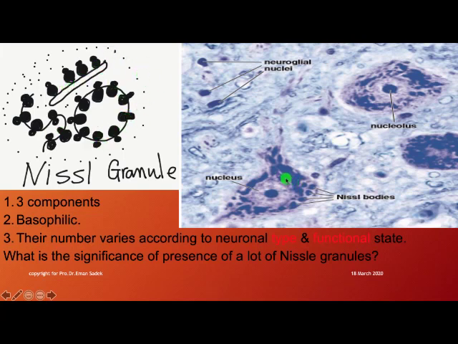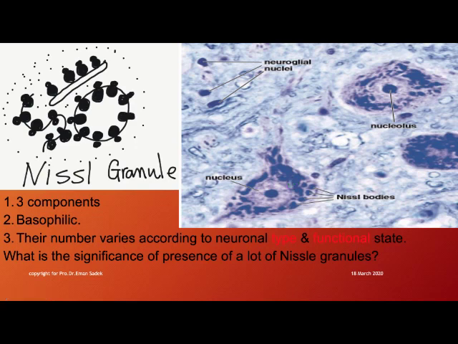So we have here the appearance of the rough ER, polysomes, and free ribosomes. Actually, Nissl found these basophilic granules in the light microscope in the cytoplasm of the neuron. He named these granules after himself, Nissl granules, and after the electron microscope we found that these granules are actually aggregates of parts of the rough ER, polysomes and free single ribosomes. So these Nissl granules are actually formed of three components. They are very basophilic, and their number depends on the type of the neuron and the functional state.